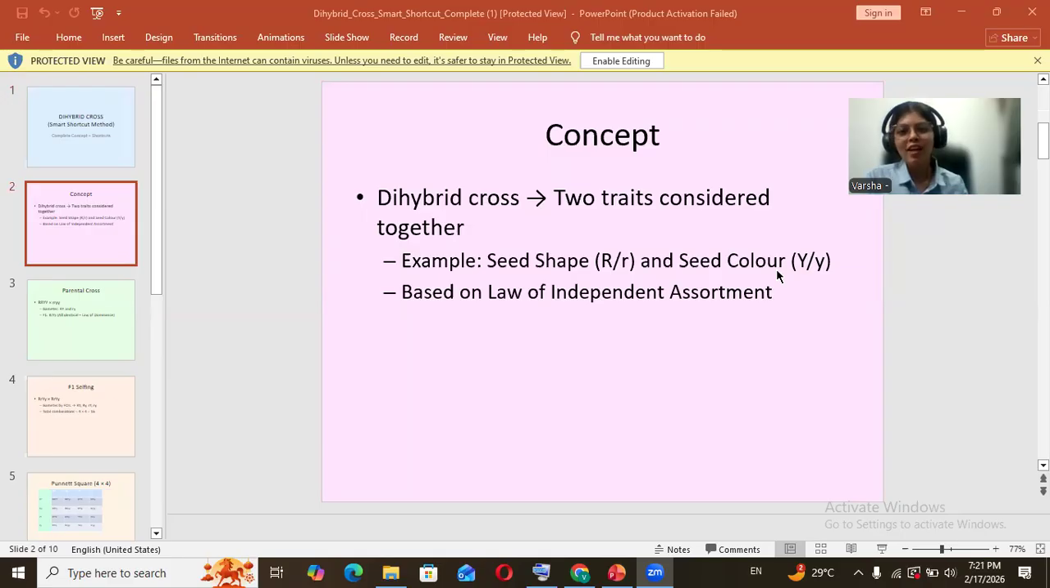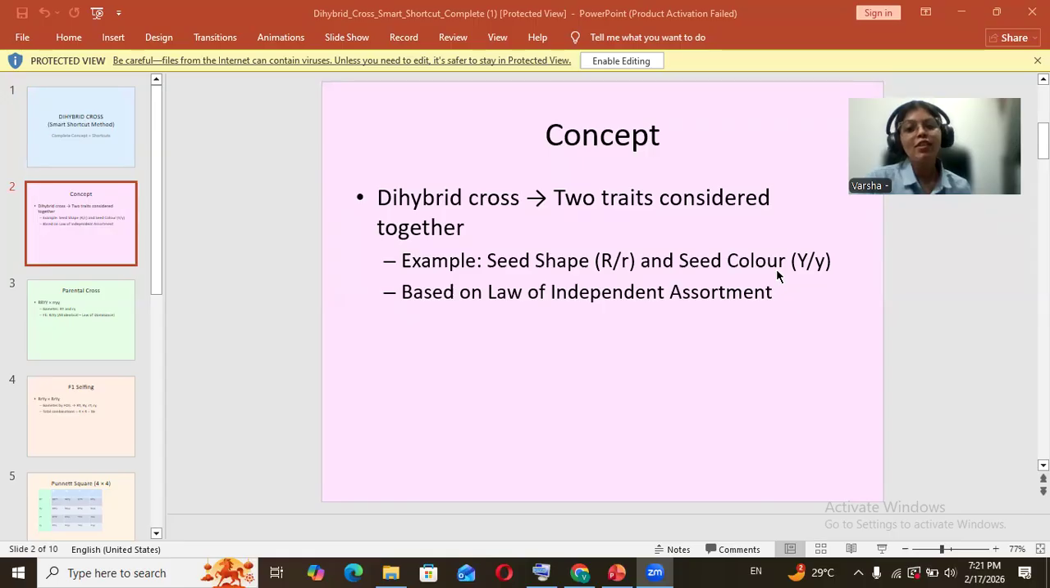First of all, what is dihybrid cross? Many students find it so difficult to understand. It is nothing but just two monohybrid crosses together. How? A dihybrid cross contains two contrasting traits that we take together, for example, seed shape and color of the seed. It's two different traits, but we are taking them together.